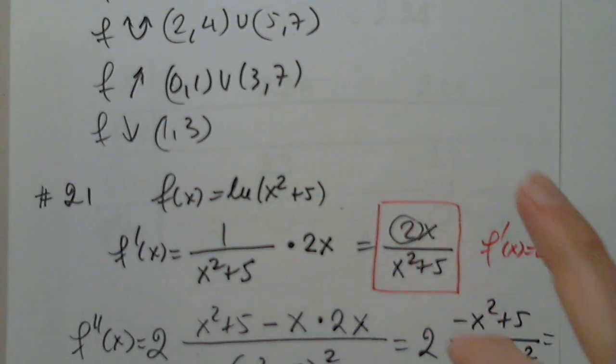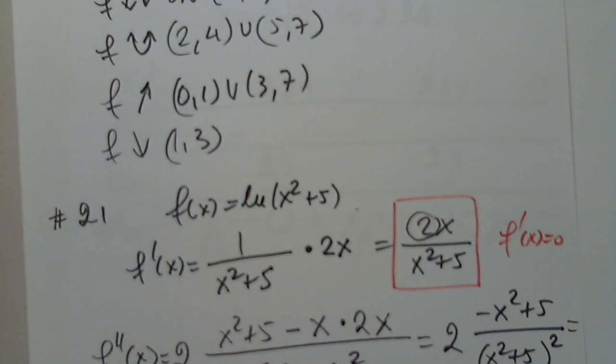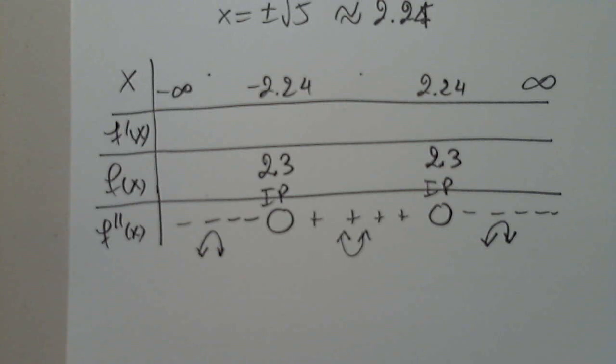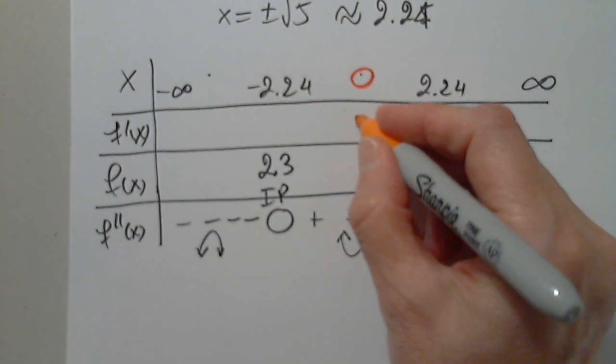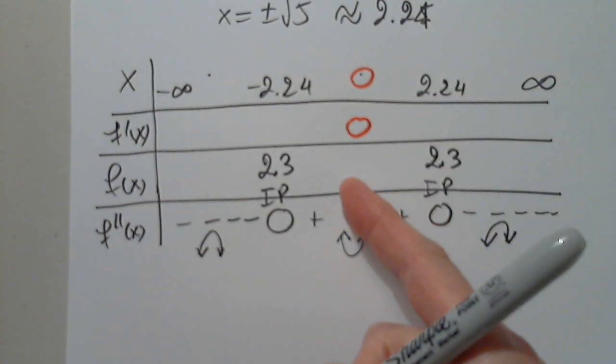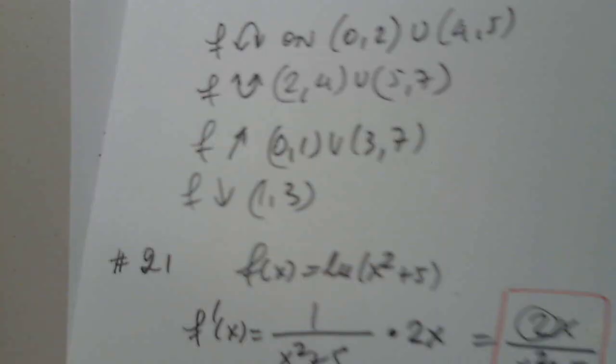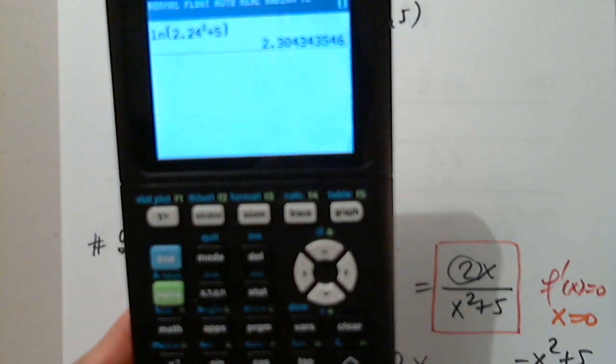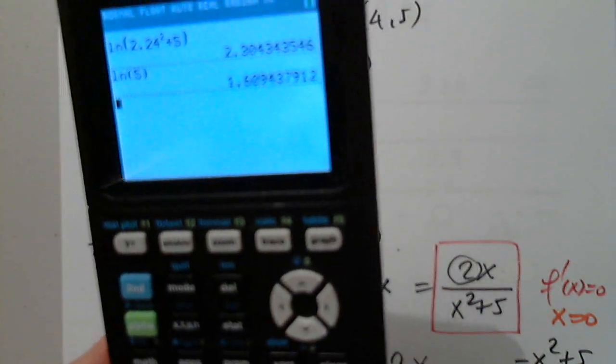When is a fraction 0? I know I asked that 5 times already. When the numerator is 0, which is when x is 0. That's it. So I'm going to put it in and 0. And I also have to determine this. Natural log of 5. Natural log 5. That's 1.6.